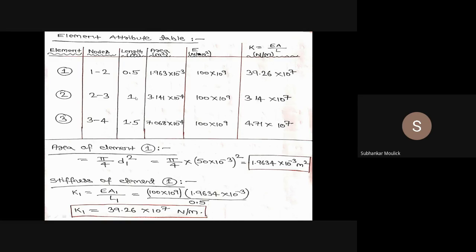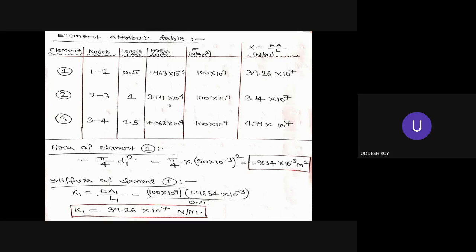For the second element, area is coming out to be 3.141 into 10 to the power minus 4 meter square, and for the third element, area is coming out to be 7.068 into 10 to the power minus 4 meter square. So far we have completed the first 4 columns. Any doubt in those 4 columns?